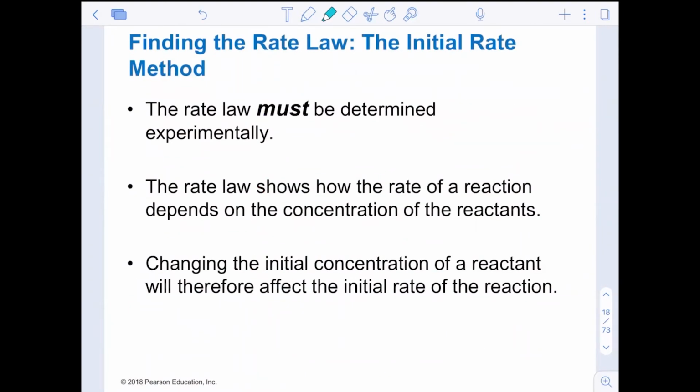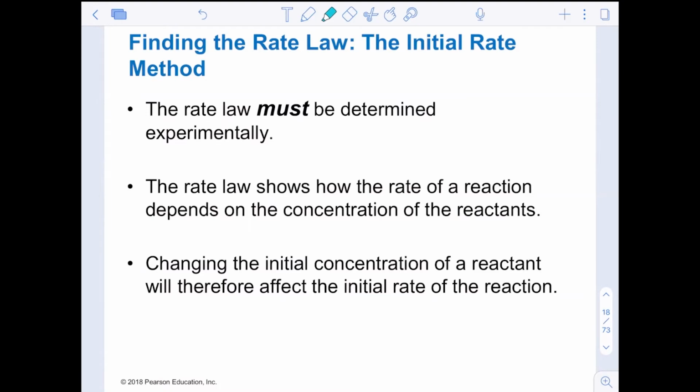What we want to start thinking about now is the initial rate law method. So, finding the rate law. A rate law must be determined experimentally. Just like we needed data to find our instantaneous and our average rates, the same goes for the initial rate method, okay? The rate law will show how the reaction depends on the concentration of the reactants, and changing the initial concentration of a reactant will therefore affect the initial rate of the reaction.